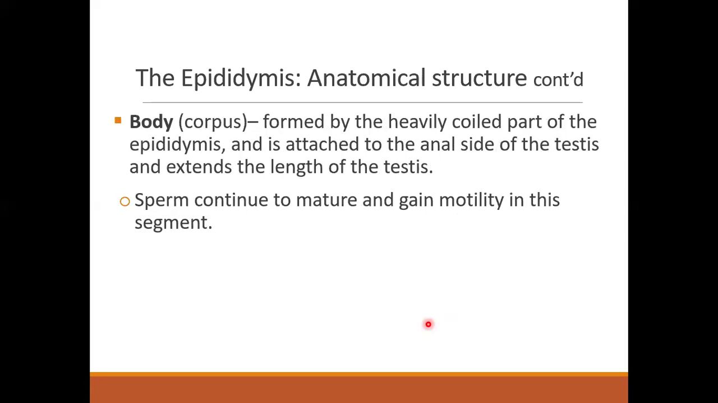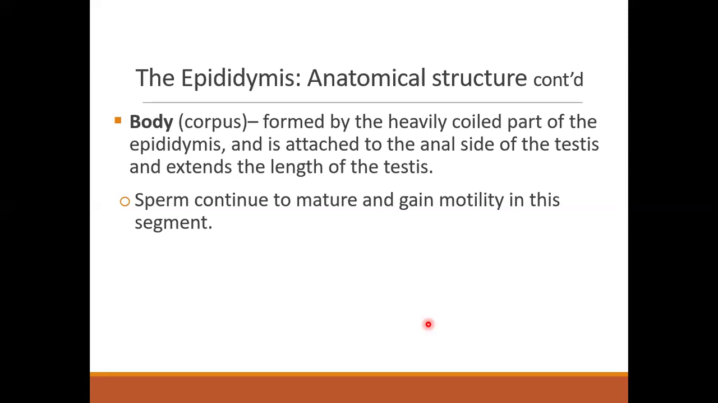Then the body, formed by the heavily coiled part of the epididymis and is attached to the inner side of the testis and extends the length of the testis. Remember that we're saying that the epididymis is like a sort of a C. So the bigger section of the curve is the body. All right. And remember, it's also convoluted. And remember, we said it is about 4 to 6 meters long.